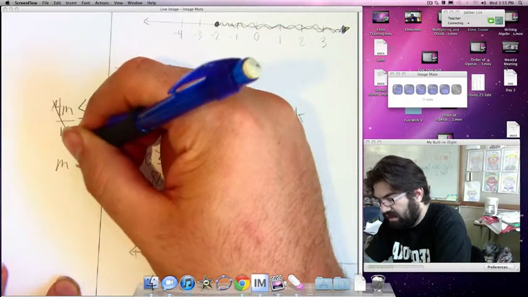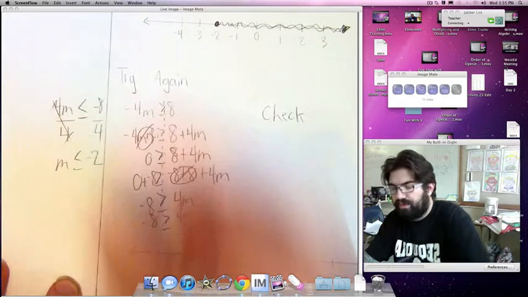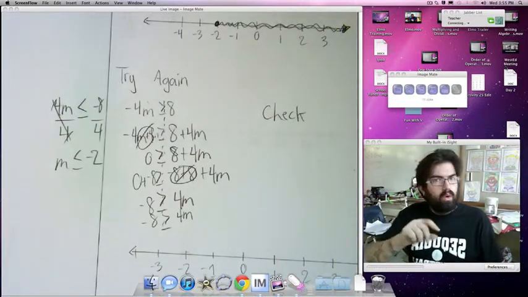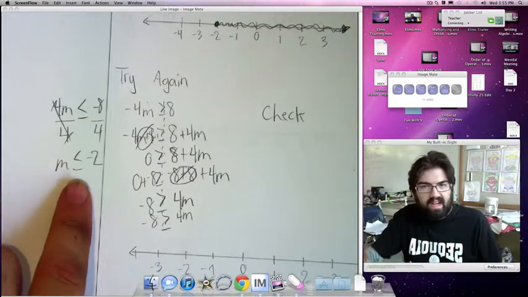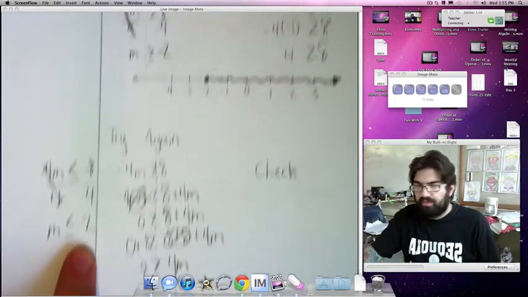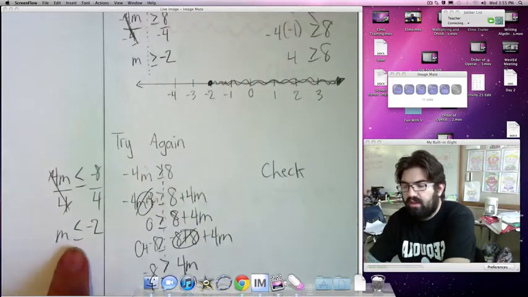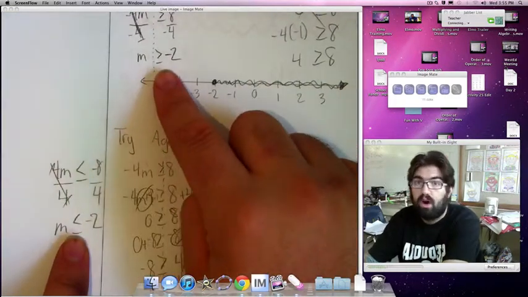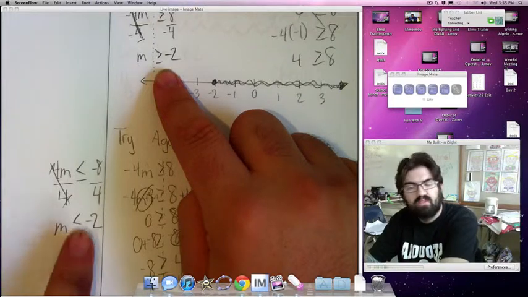So m would be less than or equal to negative 2. Okay. You noticing that also? We got negative 2 still. What's different about this answer and this answer? Look at my old answer, the one that was wrong, and look at this one. What's different?